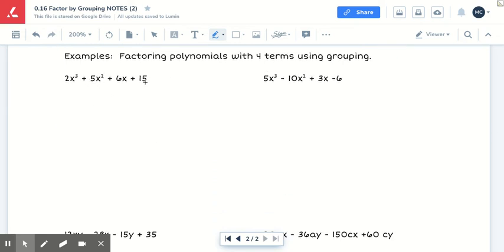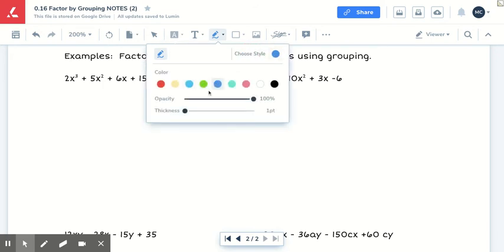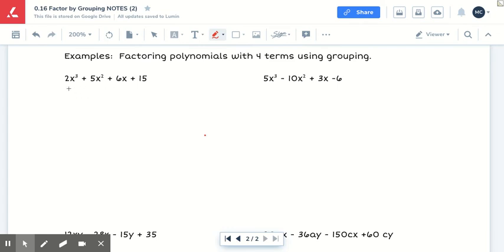All right, so now we're going to try factor by grouping for this cubic polynomial with 4 terms. I think I want a different color now. Let's go with red. All right, so it does have 4 terms. I'm looking for a greatest common factor first.